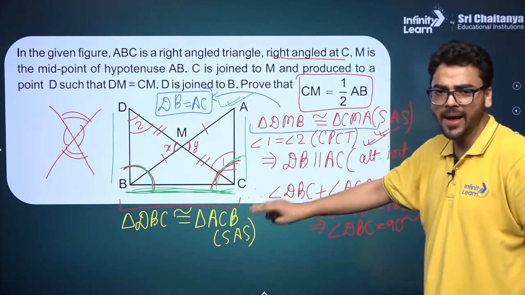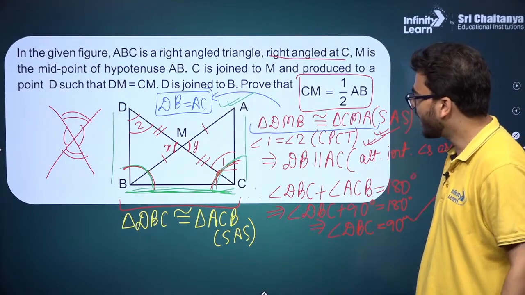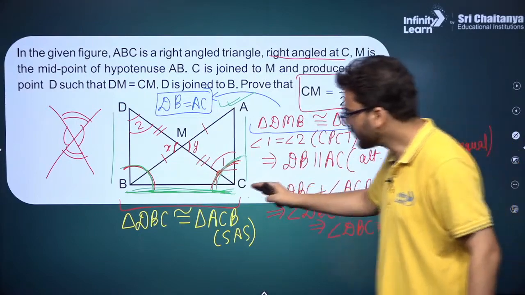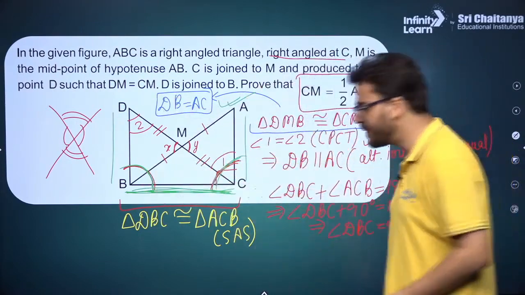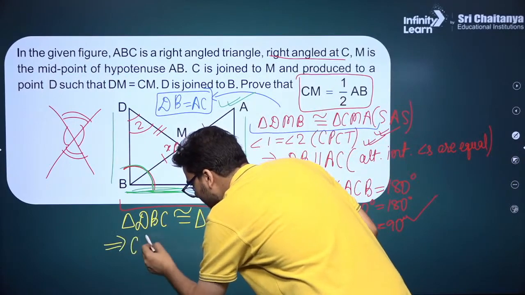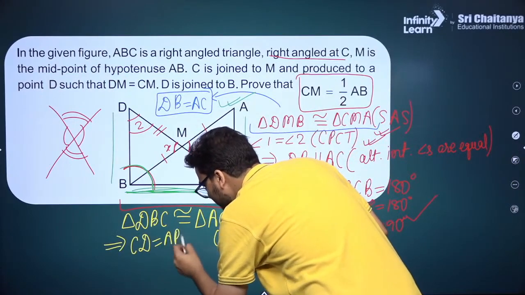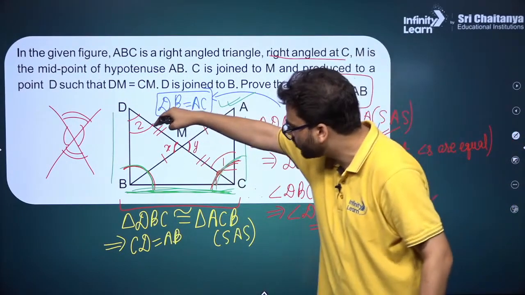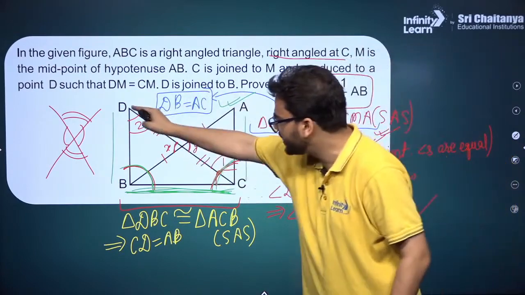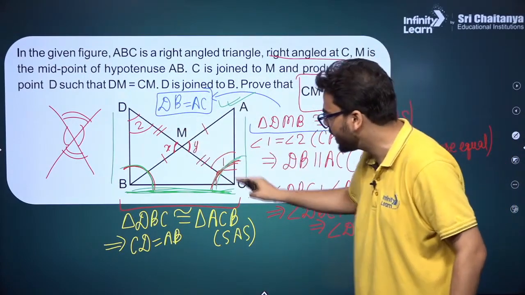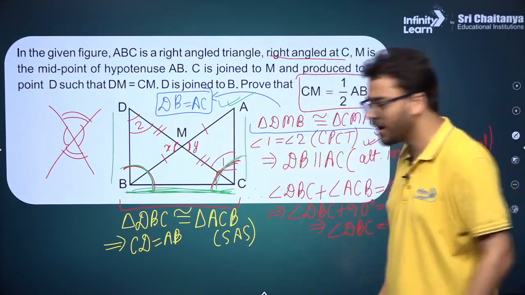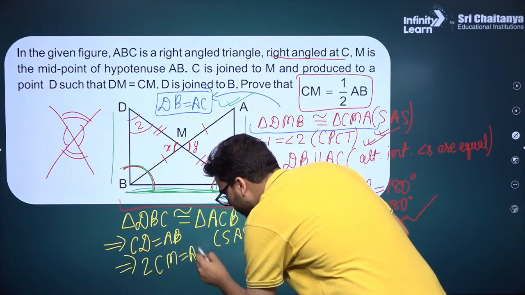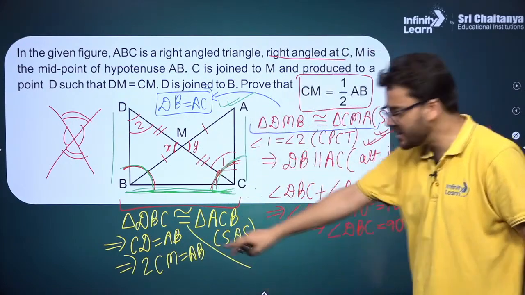And if they are congruent by SAS congruency criterion, can I not say over here that CD is equal to AB by CPCT? So I can say over here that CD is equal to AB by CPCT. Correct? Now it was already given in the question that CM is equal to DM. So in place of CD, can I write 2cm over here? So I can write 2cm, and that is equal to AB. You got that, guys? So 2cm is equal to AB.